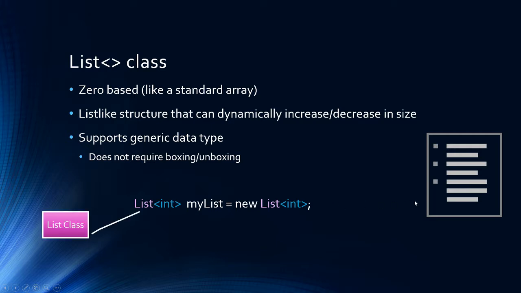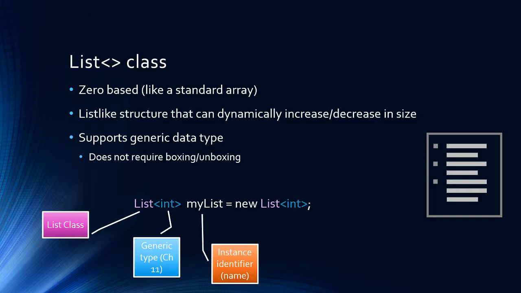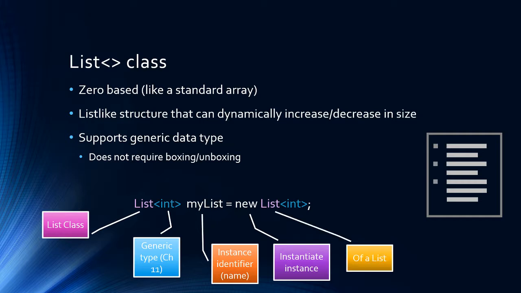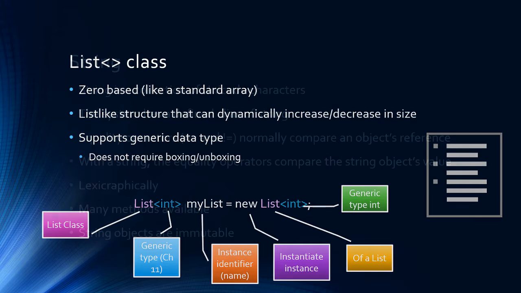Our syntax is the List class name, followed by our generic data type, followed by the instance identifier or name of this list. The new keyword instructs the system to instantiate that instance of our list based on this generic data type. In this case, our myList would be an integer list.